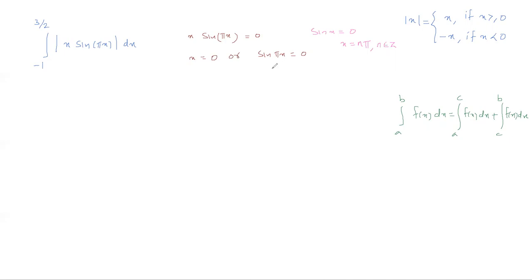That means pi x is equal to a multiple of pi. So that means x is equal to n, n is an integer. That means x can have values like minus 3, minus 2, minus 1, 0, 1, 2, etc.